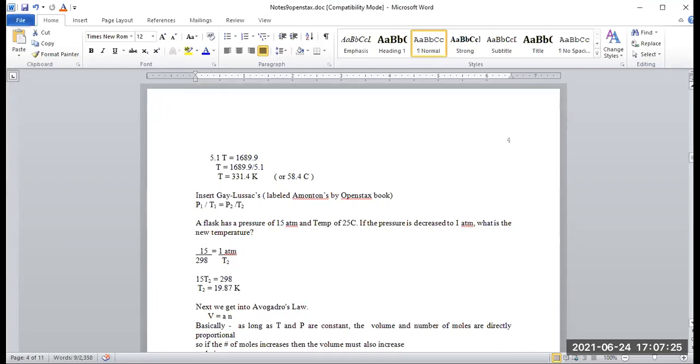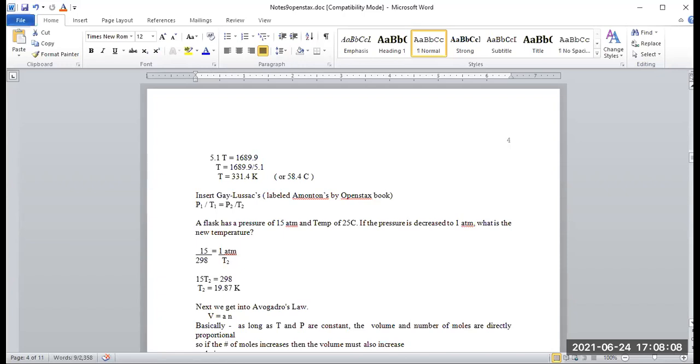So this one, I kind of dramatically invented some data here, giving you a flask that starts out at a pressure of 15 atmospheres. Okay, that's kind of up there, but it was at room temperature, okay, 25 Celsius. If I wanted to drop it all the way down to 1 atmosphere pressure, what's my new temperature? So again, I'm paying attention to the fact that information was presented to me in terms of Celsius. So I need to add my 273 to it.